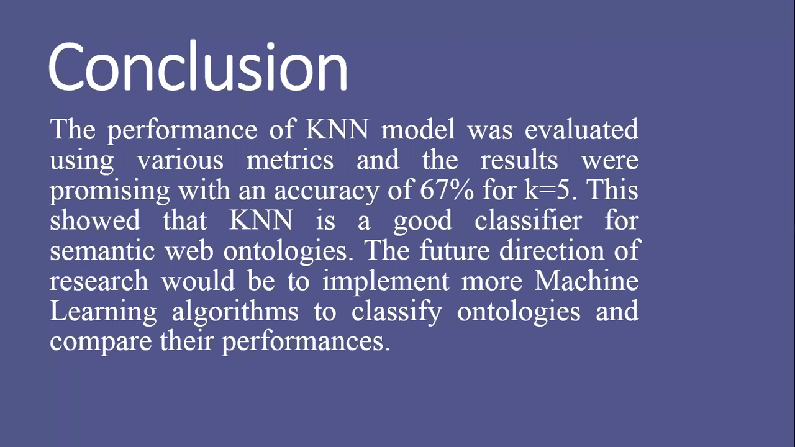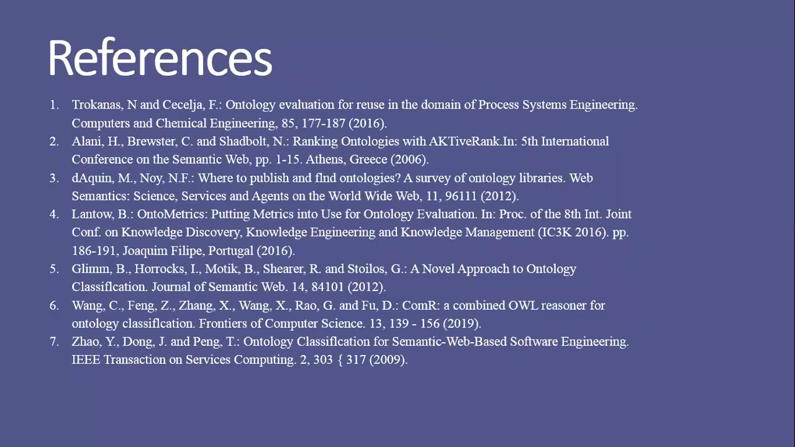The future direction of this research would be to implement more learning algorithms to classify more ontologies and to compare their performance. Another direction can also be to increase the dataset, because we only used a total of 200 ontologies, and more ontologies can be obtained from ontology libraries, and they can be classified according to any given criteria. These are the references that I used.